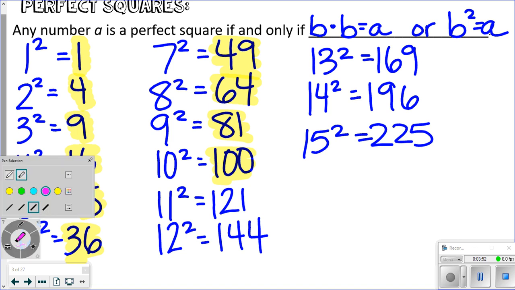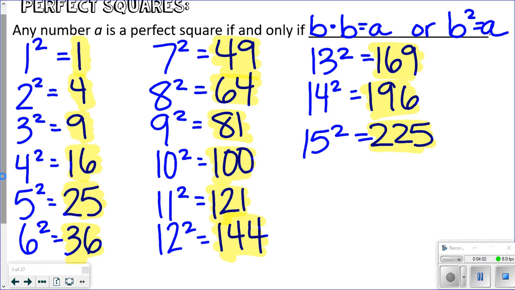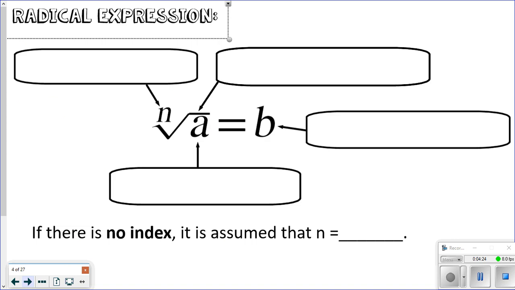I'm going to continue to highlight the perfect squares just to point those out. So these numbers are considered perfect squares because a number multiplied by itself, or that number squared. All right, so it's important that we have this list in front of us. And then we're going to talk about what a radical expression is.